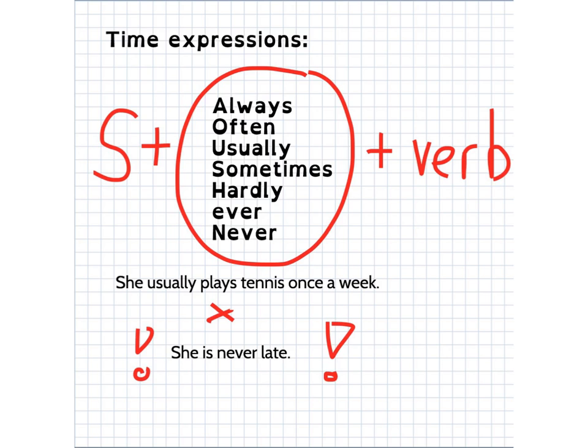The important thing is where you put this adverb in a sentence. It has got a fixed position, and the position is just after the subject and before the verb. So the sentence would be like: she usually plays tennis, or we often go for a walk, or I always study in the afternoons. First the subject, then this time expression, and then the verb.